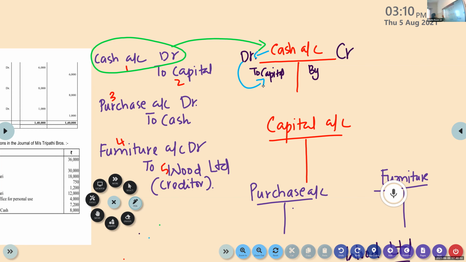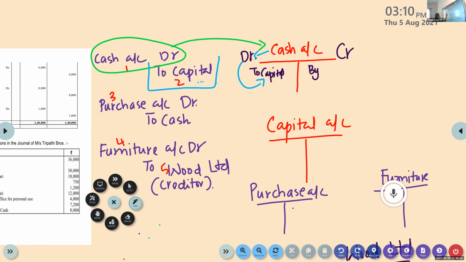Now coming to the next account. What is the next account in the first transaction? To capital. Where is capital now? It is credit. Cash account is debited to capital, so capital account should be credited. In the first transaction, capital is on the credit side. Am I right? To capital. That means capital account is credited.